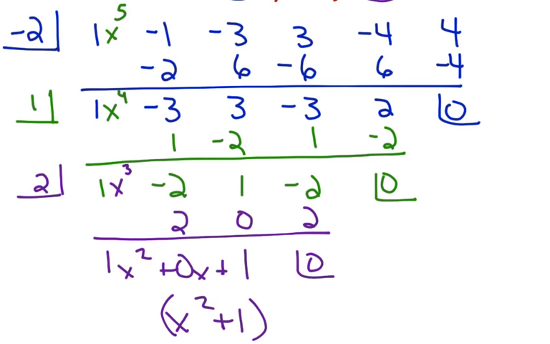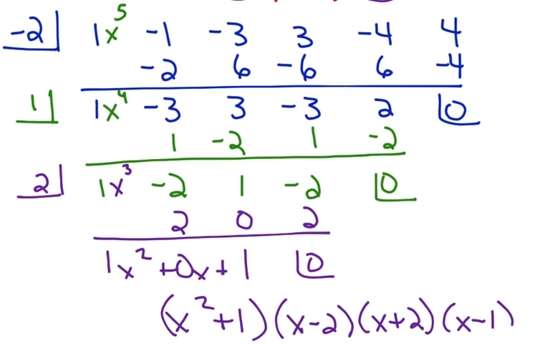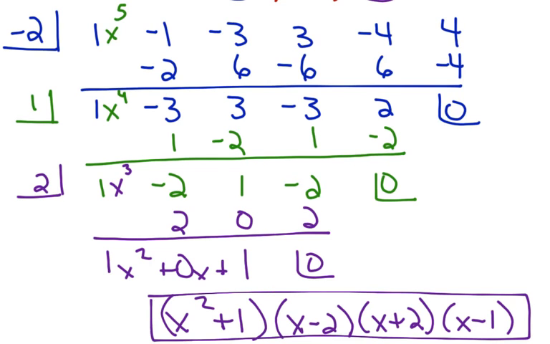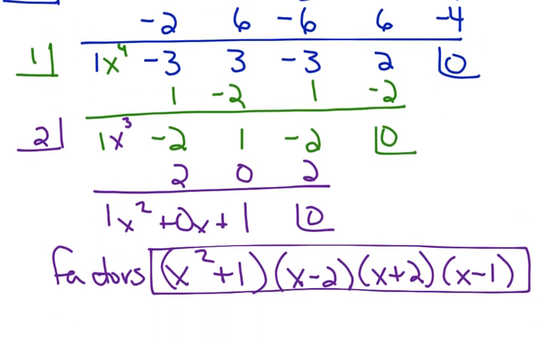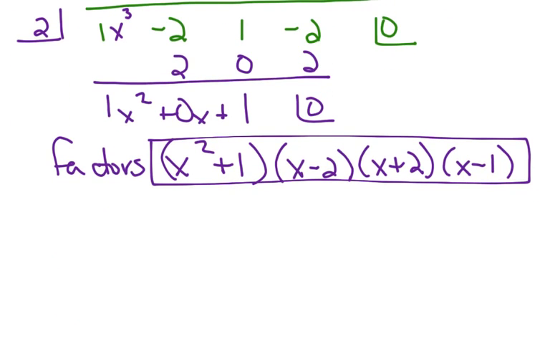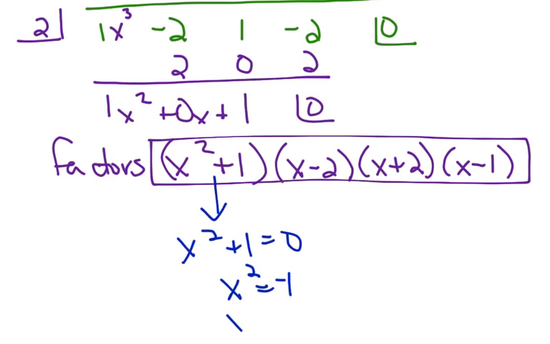So that's a factor, x minus 2, x plus 2, and x minus 1. Look, there are the factors. And then for the solutions, we already knew 3 of the solutions. To find the other one, actually this one's nice, I don't even have to use the quadratic formula, although you could.